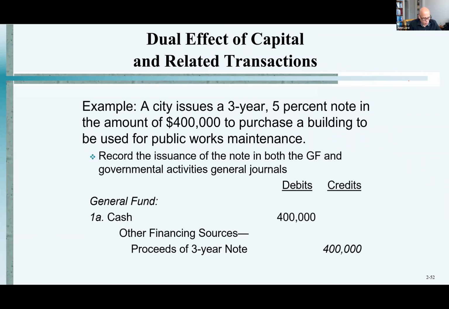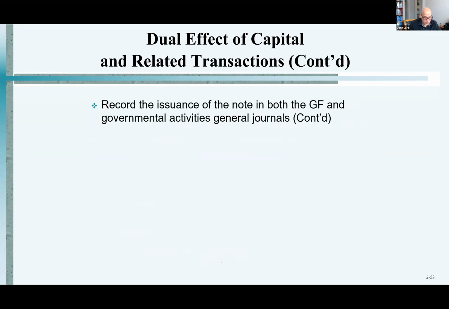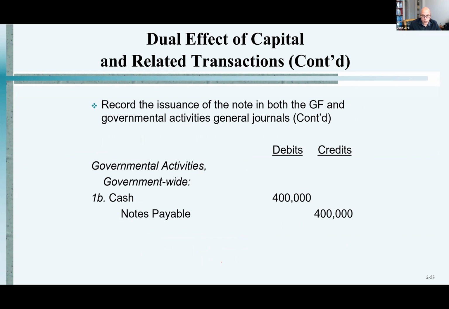Okay, good. So here's some more. We borrowed some money and it's a 3-year note. Since it's a 3-year note, it is a longer term debt. We don't have long-term debt on our governmental fund financial statement on the balance sheet, right? Therefore, we would report it as another financing source. And then if we were trying to report that same transaction at the government-wide level, now we would need to do what? Credit note payable, because we do report non-current liabilities at the government-wide level.